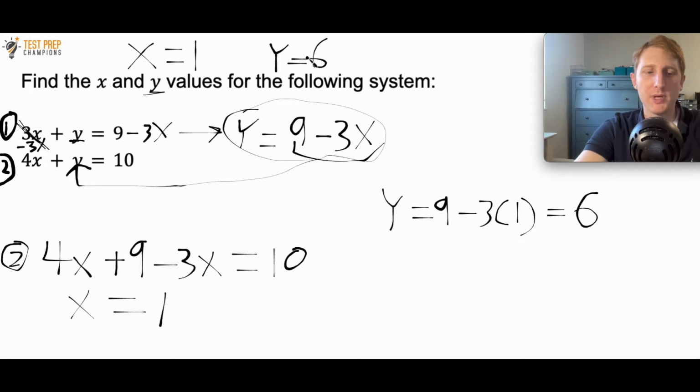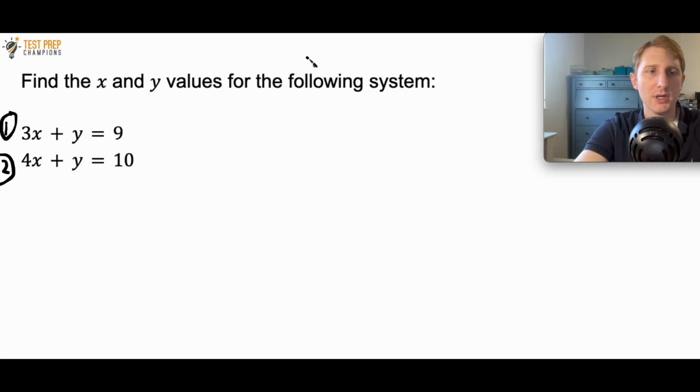So let me just back up here. What did I say the first step was? Well, if you remember, the first step is to pick one of the equations, doesn't matter which one, and you want to pick that equation and solve it for a variable. So let's say instead I picked equation 2, and let's say I solved equation 2 for x. What would that look like?